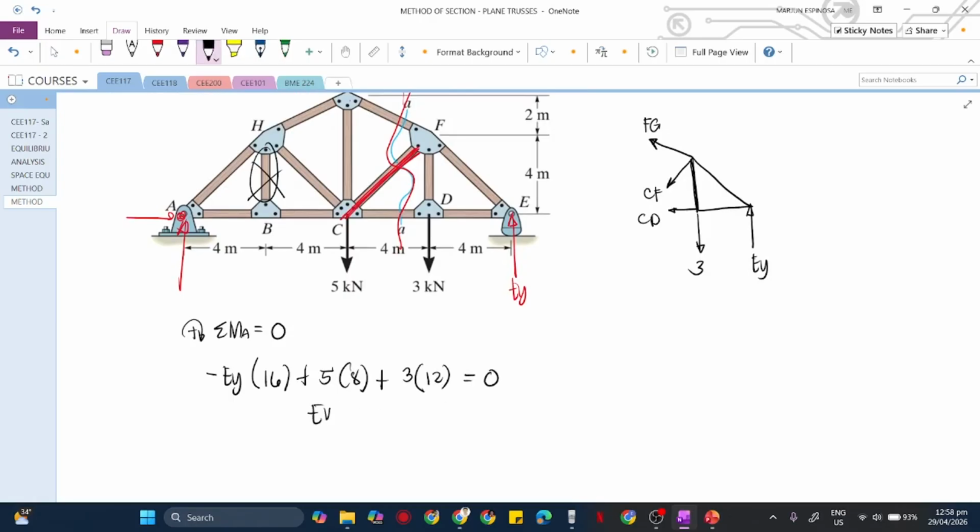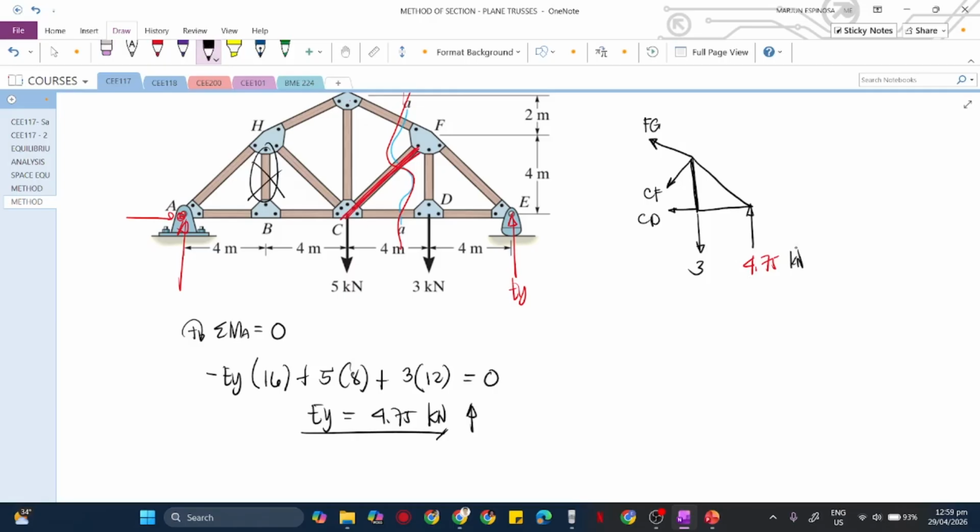Okay, kindly give me the value of our EY, everyone. 4.75, 4.75 sir. That is equivalent sa 4.75 kilonewtons. Okay, that is our EY. Now, gawin natin dito is that we will be substituting this to 4.75. Since that is positive, so yung assumption natin na paitaas yung EY is correct. Tama ba?